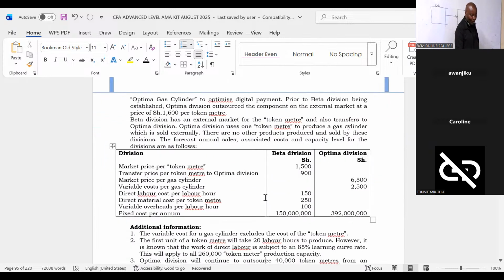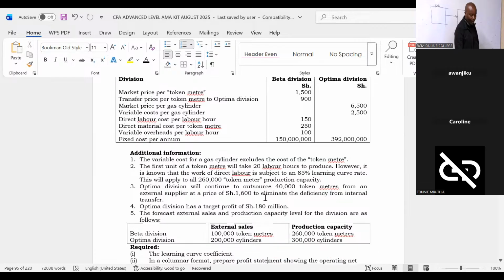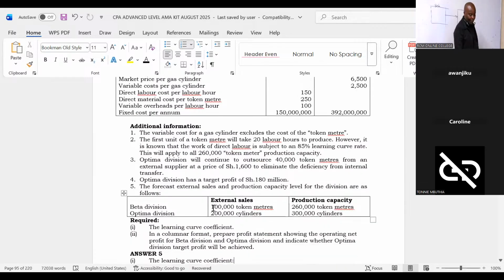Come to the capacities. So you can see Beta has external sales of 100,000. And then Optima has 200,000 cylinders external.